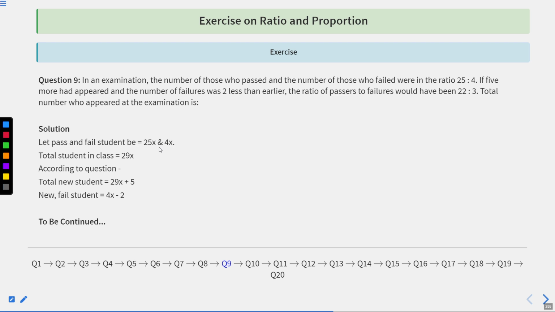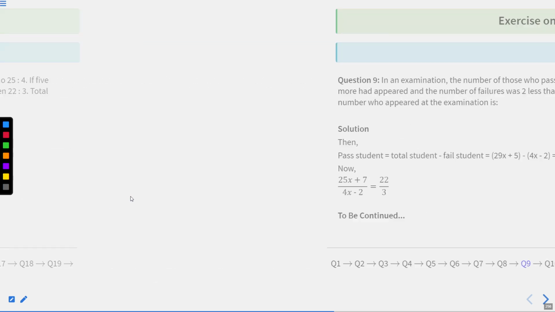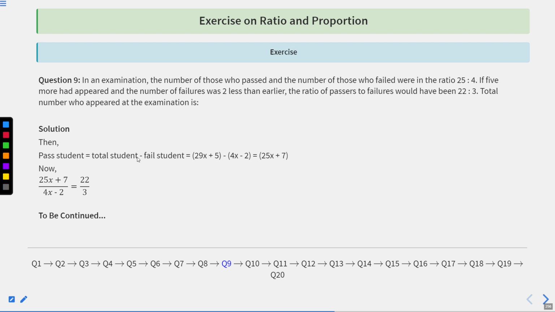So let pass and fail students be 25x and 4x. So total students in the class is 29x. According to the question, if 5 more students appear, that means new students equal 29x plus 5. So the new failed students would be 4x minus 2. Then pass students is equal to total students minus failed students, which is 29x plus 5 minus 4x minus 2, that is equal to 25x plus 7. So the ratio is 25x plus 7, this is pass, over 4x minus 2, that is fail, and it is equal to 22 upon 3, that is given in the question.